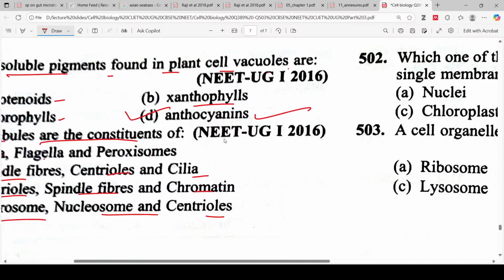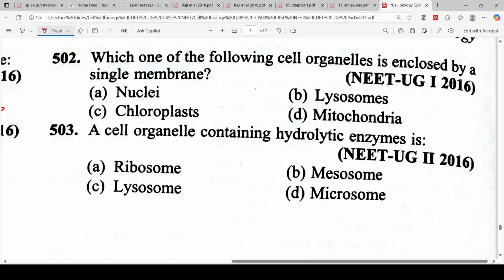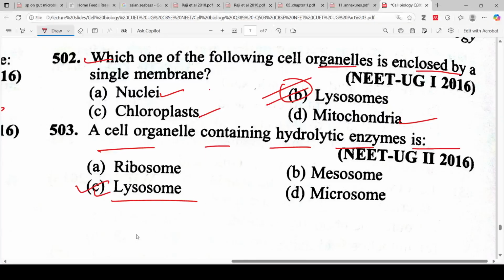Next question, which one of the following cell organelles is enclosed by a single membrane? Nucleus has two membranes, chloroplast also two membranes, mitochondria also two membranes. So the lysosome will be the correct answer. Next question, a cell organelle containing hydrolytic enzyme is the lysosome, the correct answer. So this is the end of this lecture for today. Now we will discuss the next solution again.